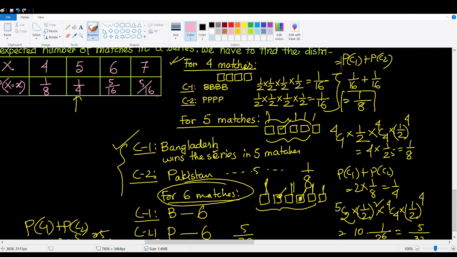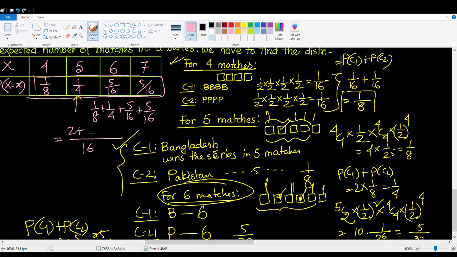Okay, so try it yourselves. And let's check if all of these probabilities add up to 1 or not. So 1 by 8 plus 1 by 4 plus 5 by 16 plus 5 by 16. If we add all of these fractions, we will get 2, 4, 5 plus 5, which is 16 by 16. Yeah, it's 1. That means our calculation is correct.